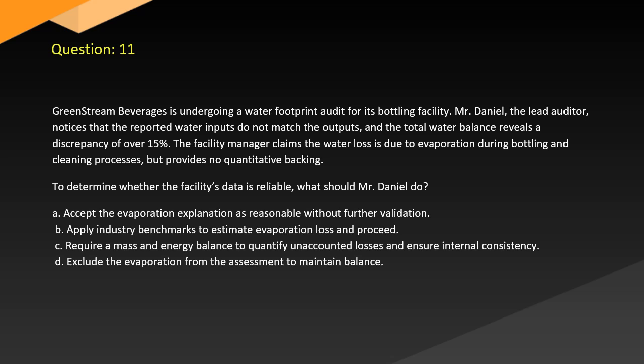Question 11. Greenstream Beverages is undergoing a water footprint audit for its bottling facility. Mr. Daniel, the lead auditor, notices that the reported water inputs do not match the outputs and the total water balance reveals a discrepancy of over 15%. The facility manager claims the water loss is due to evaporation during bottling and cleaning processes but provides no quantitative backing. To determine whether the facility's data is reliable, what should Mr. Daniel do? A. Accept the evaporation explanation as reasonable without further validation.